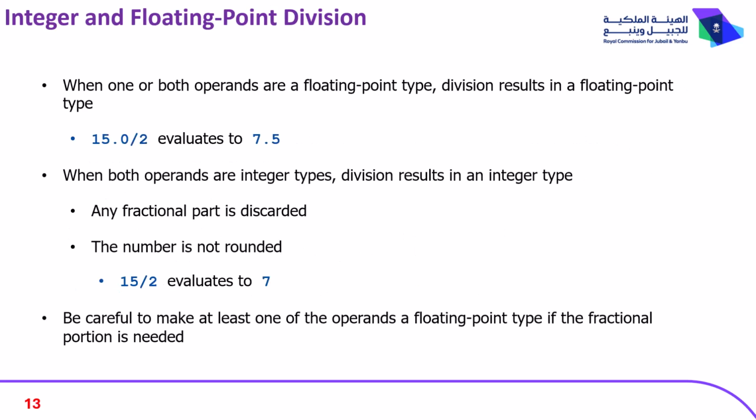Integer and floating point division. Division behaves differently depending on the data type. If at least one operand is a floating point number, you get a precise result, like 15.0 divided by 2 equaling 7.5. However, if both are integers, the fractional part is discarded entirely. 15 divided by 2 results in 7, not 7.5.